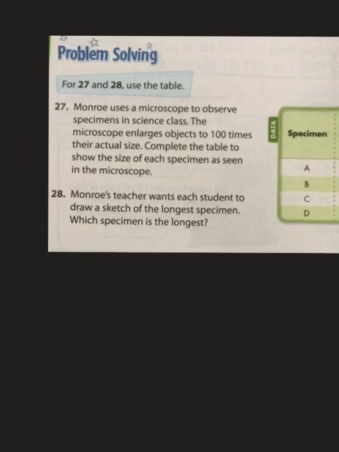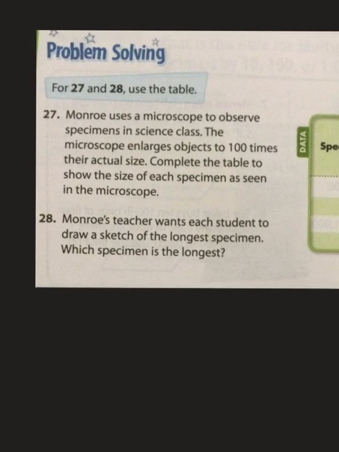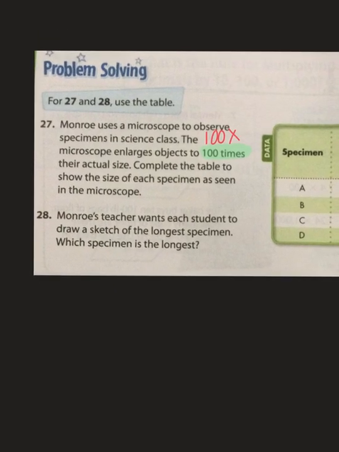Okay, so we're going to read the problem first. We'll do number 27. Monroe uses a microscope to observe specimens in science class. The microscope enlarges objects to 100 times their actual size. Complete the table to show the size of each specimen as seen in the microscope. Well, what I like to do sometimes, if I see things that are obvious, like this 100 times right here, I know what that means: multiplied by 100. So let's see, we've got to fill out the rest of this chart.